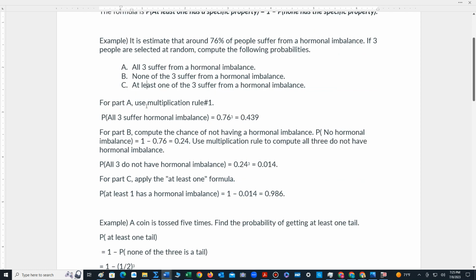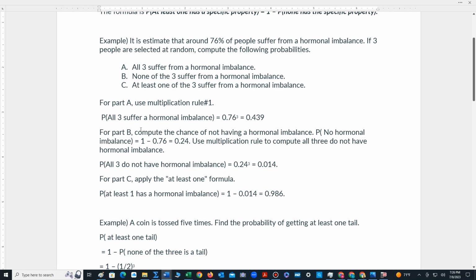Now for part A, we use multiplication rule number 1. All 3 suffer from a hormonal imbalance. The chance that 1 suffers from it is 0.76. Since it's 3 suffer from it, you can just simply raise it to the 3rd power. And that's going to give us 0.439.